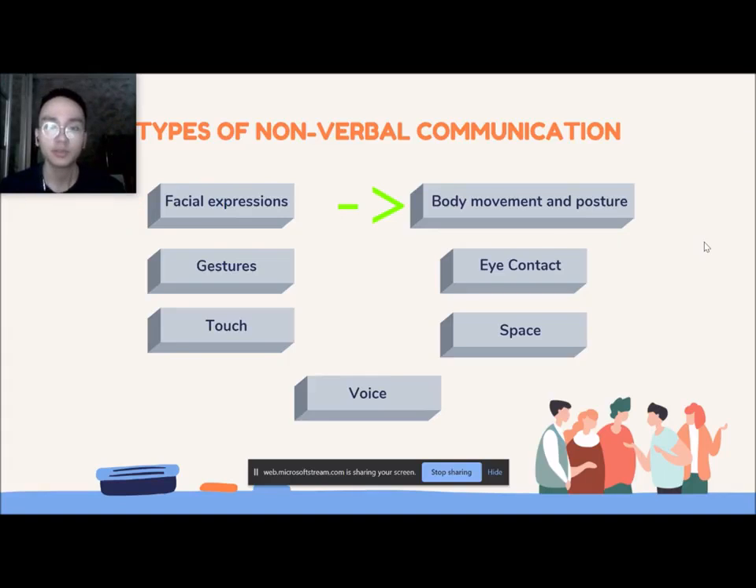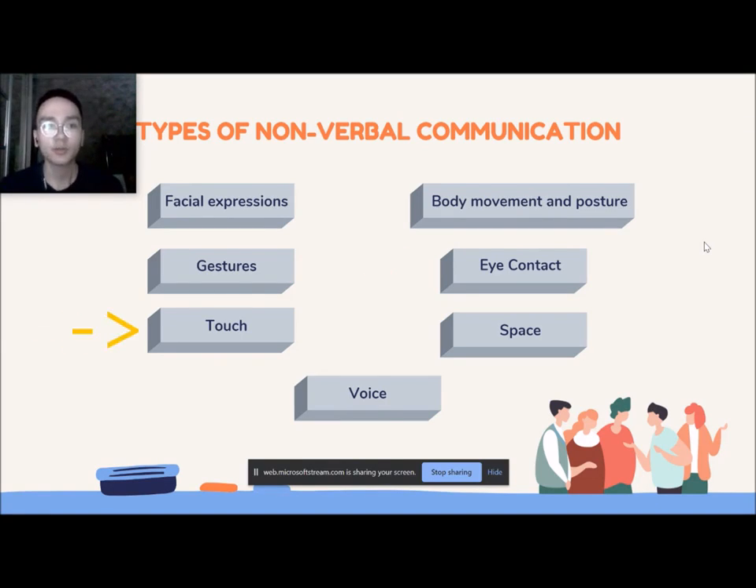Body movement and posture is how your body is placed during the conversation. As for gestures, it is how, when you're talking, your hands are going out like this. And as for eye contact, it is important because it makes the person feel that we are confident while talking to them.